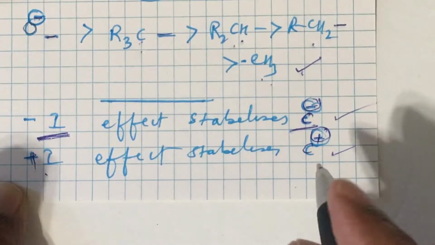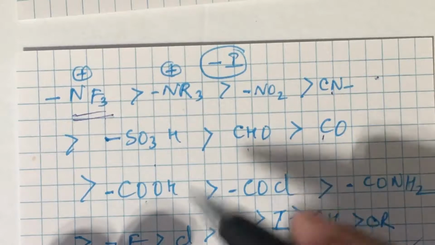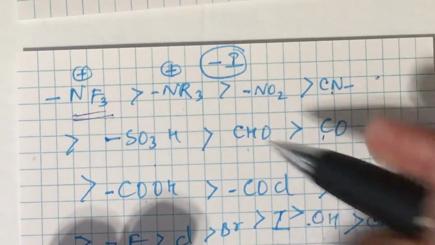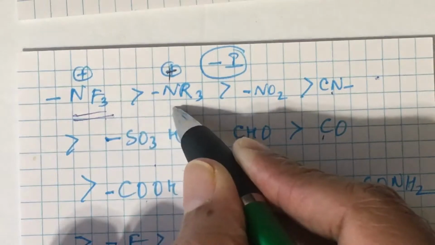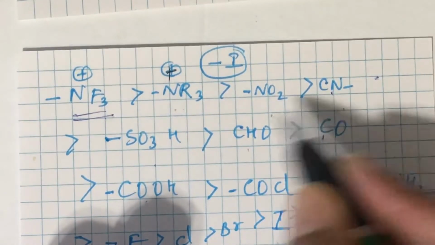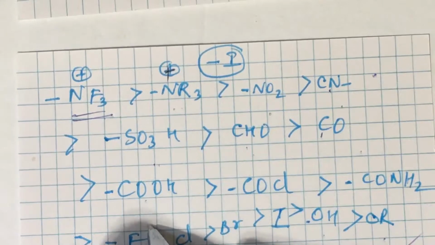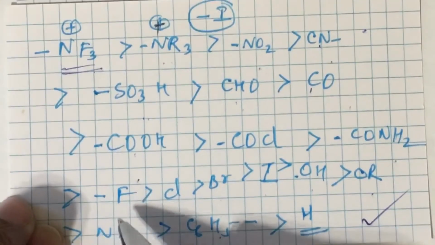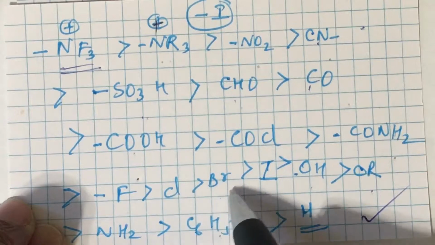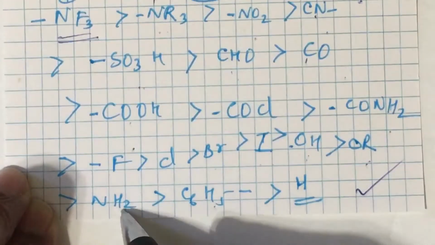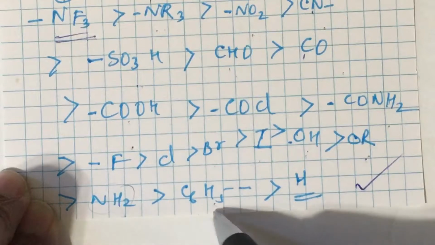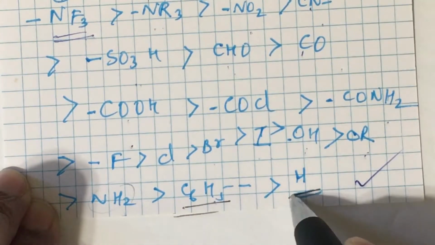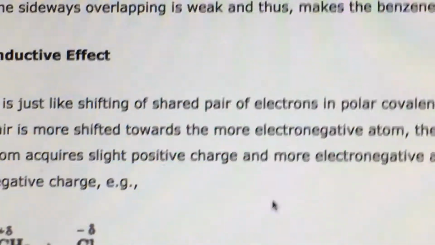And electron withdrawing groups, again you can have a long list. These are all electron withdrawing groups. Anything that carries positive charge will strongly withdraw electrons. NF3 is greater than NR3 is greater than NO2, CN, SO3H, CHO, CO, COOH, COCl, CONH2. Then of course you have more electronegative ones, Cl, Br, OH, OR, NH2. NH2 is really very weakly electron withdrawing. Phenyl, and of course with respect to hydrogen. Any standard book will contain this much information about inductive effect, which we quickly scan.